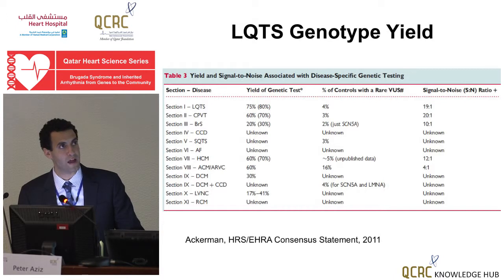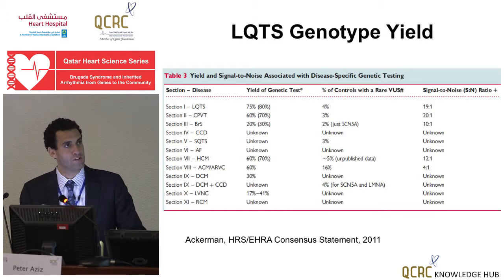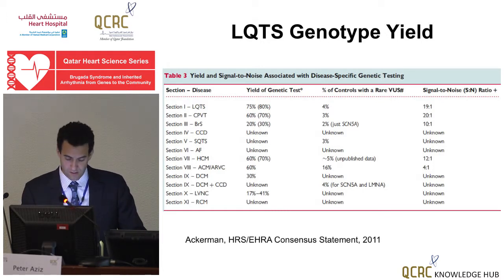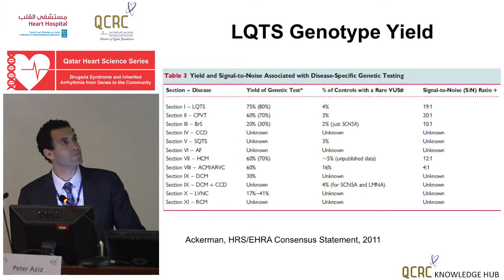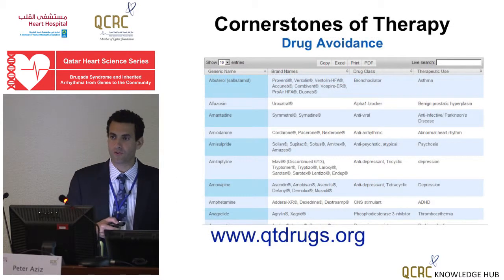So that tells you that the signal-to-noise ratio in long QT syndrome testing is about 19:1, which comparatively to other channelopathy syndromes is excellent. If you look at CPVT, the hit rate is a little bit less, but the VUS rate's a little bit lower, so your signal-to-noise ratio is actually favorable. Now, if you look at Brugada syndrome, for instance, the hit rate is quite low, giving you a 10:1 signal-to-noise. So in comparing all of these, long QT syndrome is probably top 1 or 2 in terms of yield in genotype.